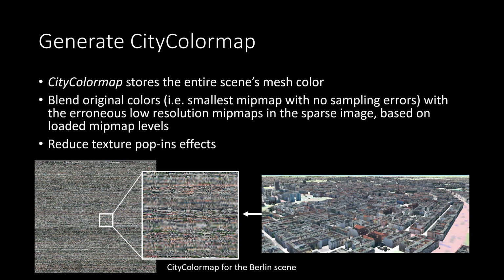The CityColormap stores the entire scene's original mesh colors. We blend original colors without sampling errors, with the erroneous low-resolution mipmaps in the sparse image based on loaded mipmap levels. This will significantly reduce texture pop-in effects. Below, you can see the generated CityColormap for the Berlin scene.